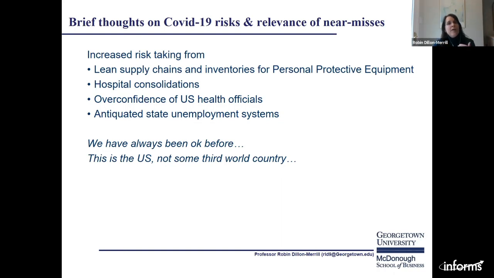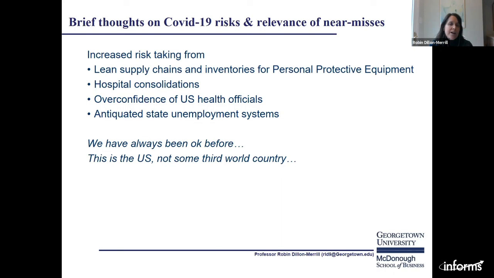Over time, without people being concerned. And so we certainly have more increased risk taking, and you get away with it, and it seems to work, and so we continue to do it. We've always been okay before. This is the US, we can make things work.